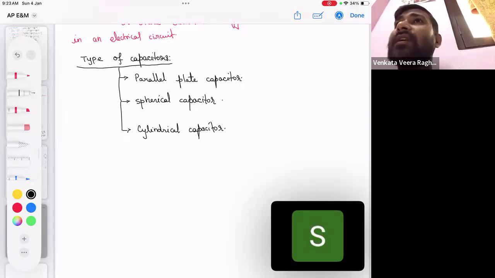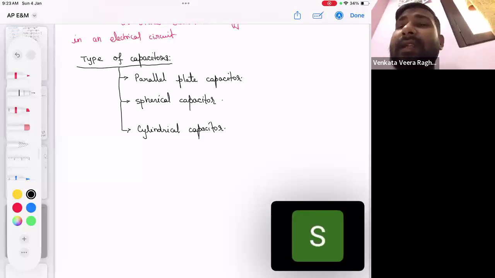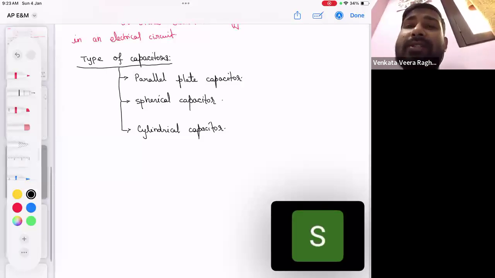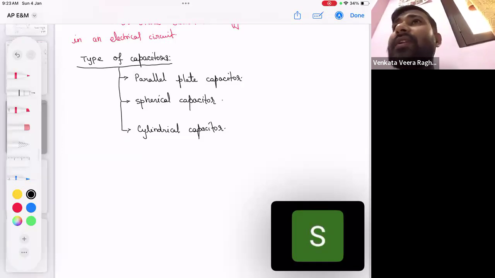Capacitance defines mathematically how much energy a capacitor can store. A conductor cannot store infinite energy. There is a certain limit up to which a conductor can store energy. That limit is calculated with the help of the capacitance. Understood?